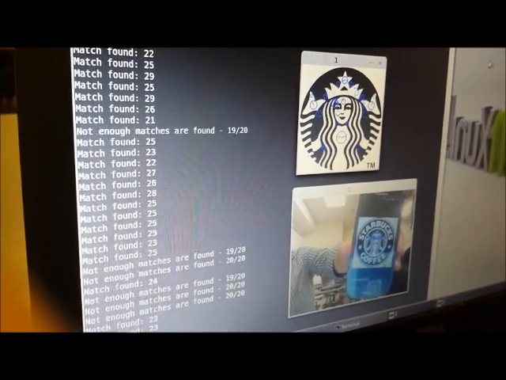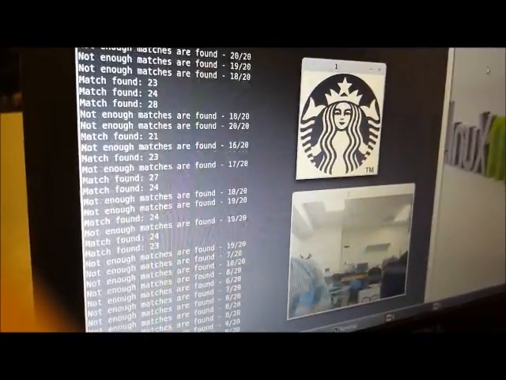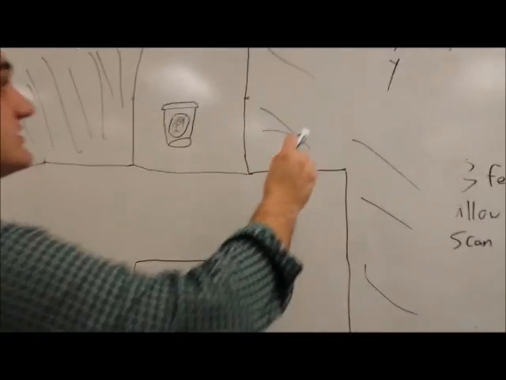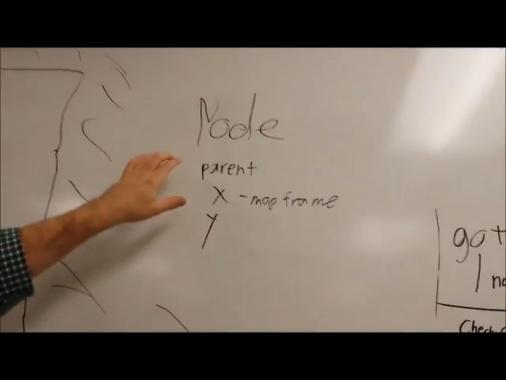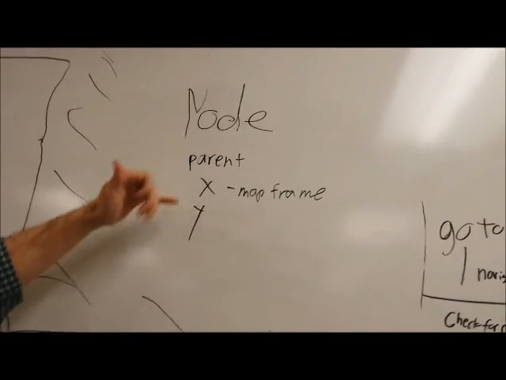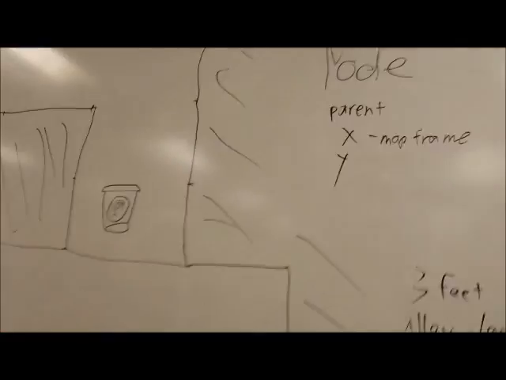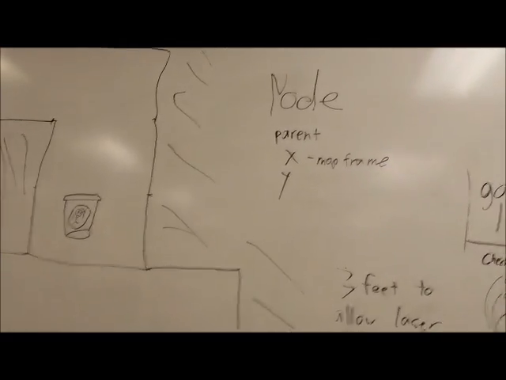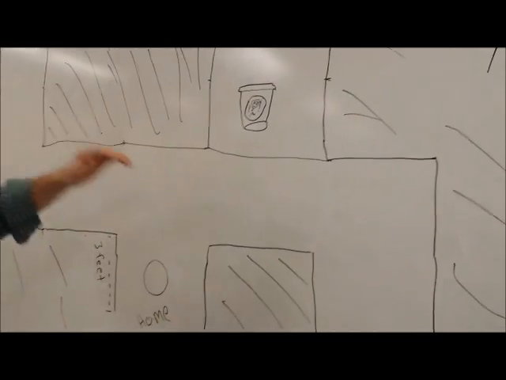And that's what we'll use for our robot to find the object, which will be a Starbucks coffee mug. This is what we're going to have in our nodes. A node is going to consist of its parent node and an x and y coordinate in the coordinate frame. The way it'll know whether to go straight or not is whether the laser scan is more or less than 3 feet, because then it'll stop.